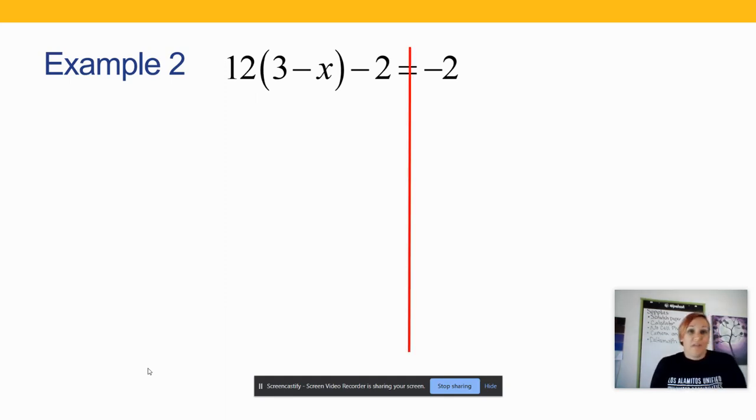In our first video today, we learned that if you see parentheses, you should start with distributing. So I'm going to take this 12 and I'm going to distribute it to the 3 and the minus x. I will not be distributing it to the negative 2 because that was not in the parentheses.